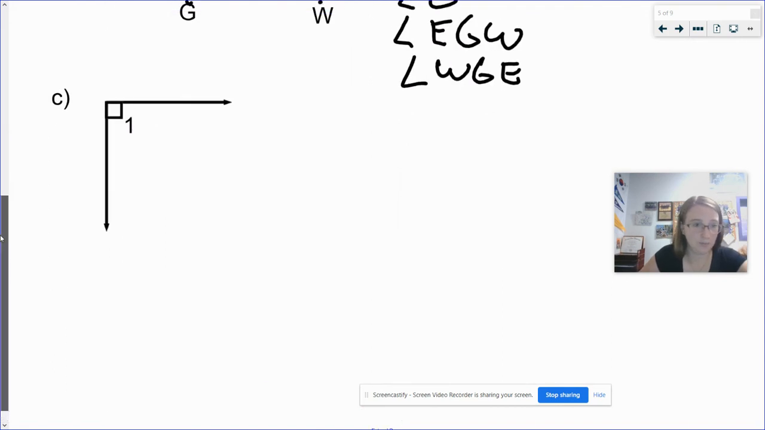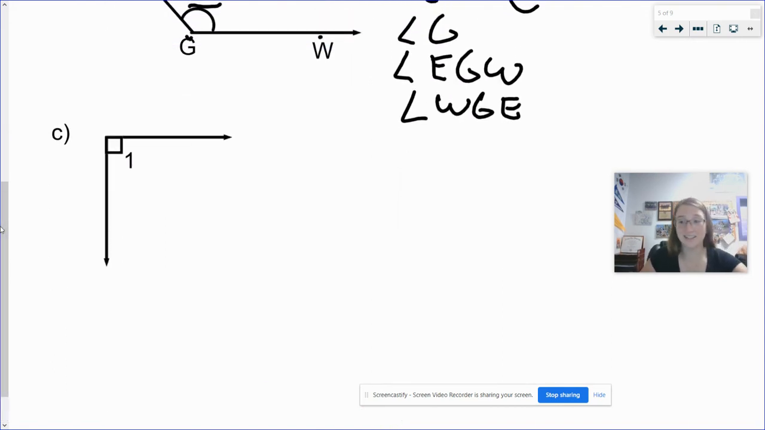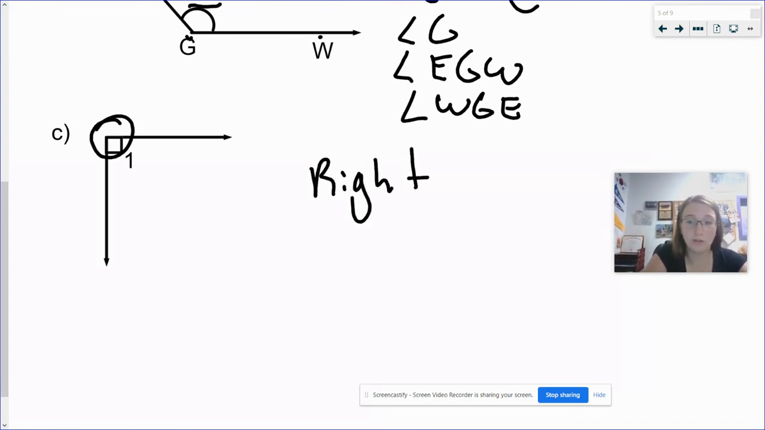Letter C now, well, this has a little box. So guaranteed this is a right angle. And there's only one way to name it because we only have this little number given to us. So you had to call this angle 1. Those were your only options for letter C.